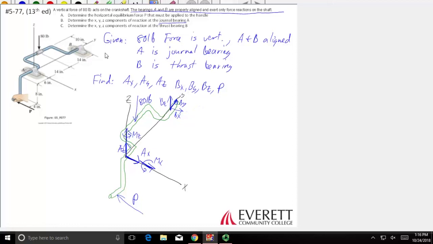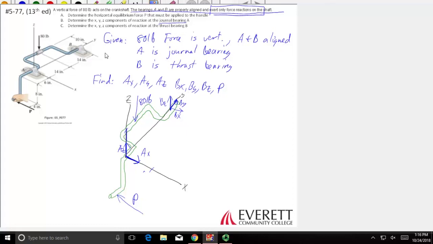We erase the support reactions from our moments because those bearings are only going to apply force reactions. Now it says, really on top, that bearings A and B are properly aligned and exert only force reactions on the shaft. So it's telling us to not put the moments on there. If there was a single bearing, you would put them on there.